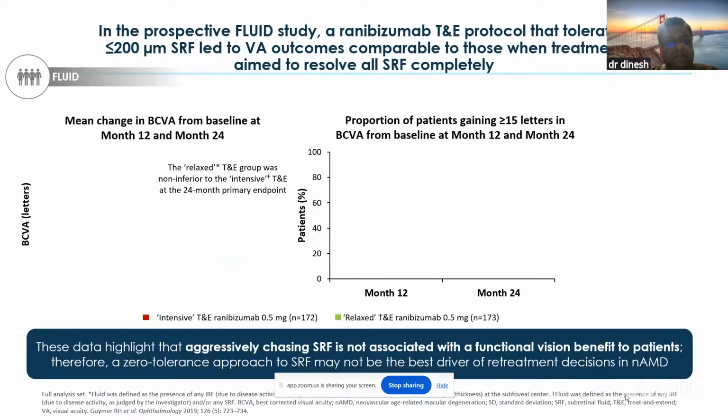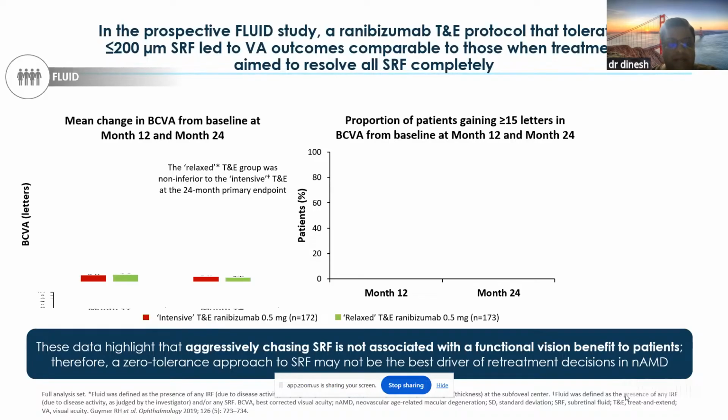We all know the FLUID study, the prospective FLUID study, in which the ranibizumab treat and extend protocol that tolerated less than 200 microns of SRF led to visual outcomes comparable to those when treatment aimed to resolve all SRF completely. So this is a very important study which gives the significant summary that a little bit of SRF is still tolerated and associated with a good visual outcome. So we don't need to resolve all the SRF in a case of neovascular AMD.